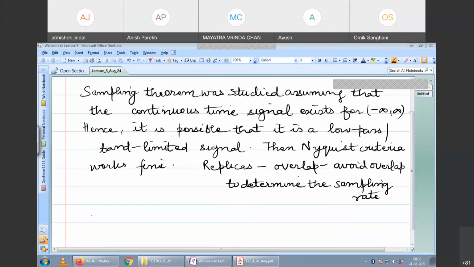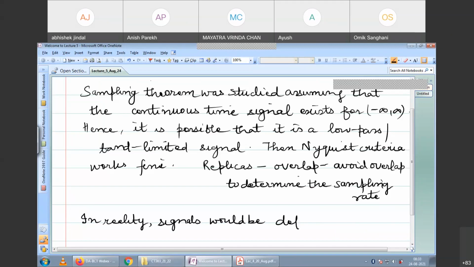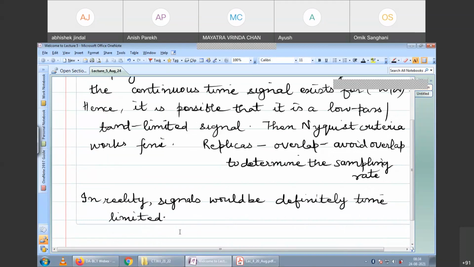But in reality, signals would be definitely time limited. This you can clearly see from all real life examples. If you are talking over phone, or if we are having this video call, whatever we are doing is always time limited in nature. We cannot have something which just exists from minus infinity to infinity and we want to communicate that to someone. Now with this as the real case, that signals would be definitely time limited, how do you then sample them?